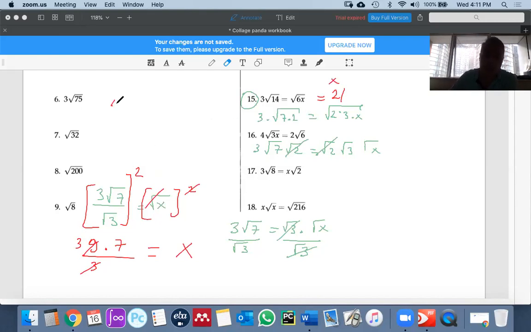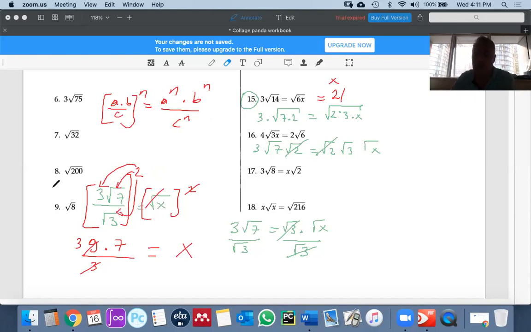Here, be careful. A times b over c to the power of n means a to n, b to n, c to n. Each of them we are taking power like this. 3 to the power of 2, root 7 to the power of 2, root 3 to the power of 2. Okay? Now, let me continue with the other thing.